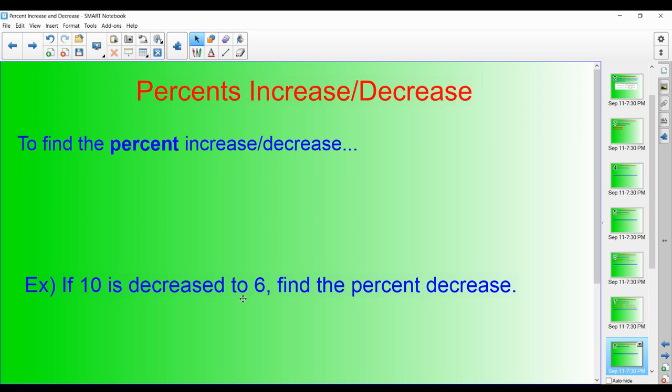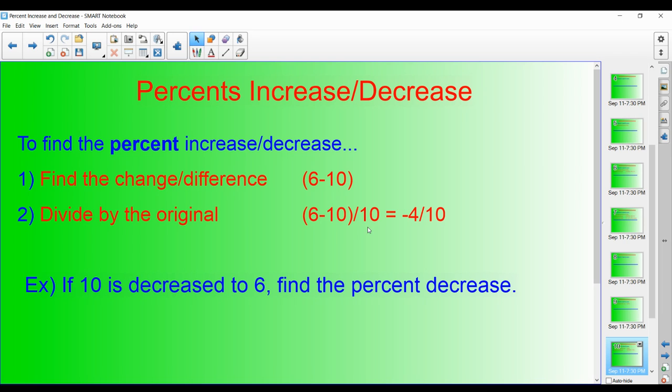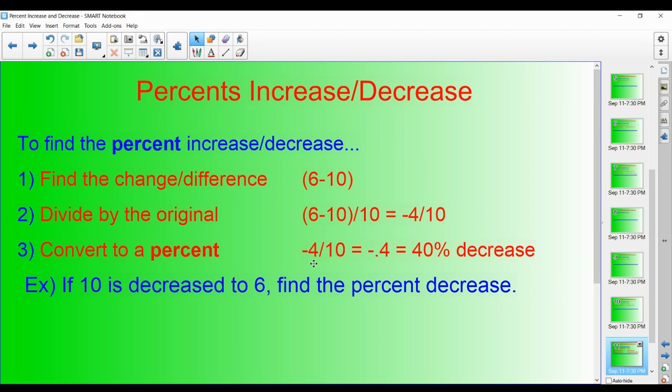Now, let's talk about what happens if we decrease. We're going to follow the same process. So we find the change where we do new minus original. We divide that by the original. And notice here it's negative. So 6 minus 10 is negative. Negative indicates a decrease. I'm not going to convert this to a simplified fraction because I don't need to. I just need to convert it to a percent. So convert to a decimal. This is negative 4/10. It's a 40% decrease. So if I go from having 10 of something to 6, I lost 40%.